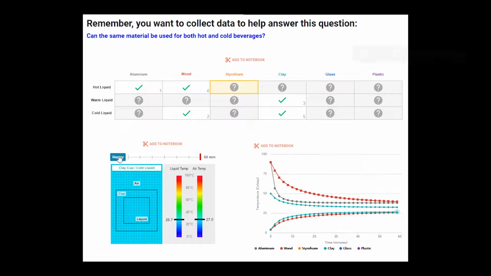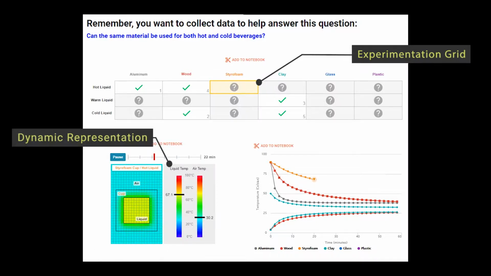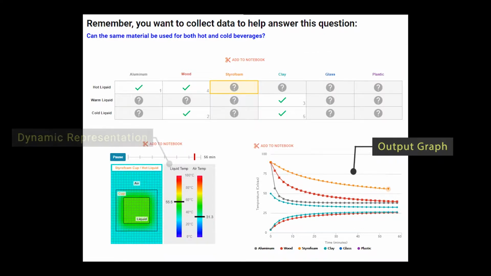An interactive model with experimentation grid lets students run tests to explore two variables, cup material and beverage temperature. The dynamic representation on the lower left helps students to observe the transfer of heat energy. The graph on the lower right shows the resulting heating or cooling curve for the experimental test.